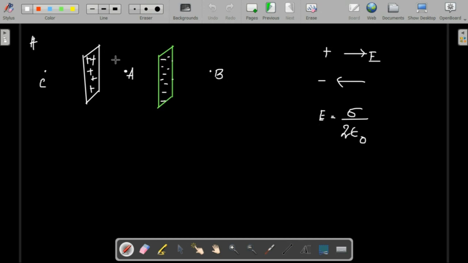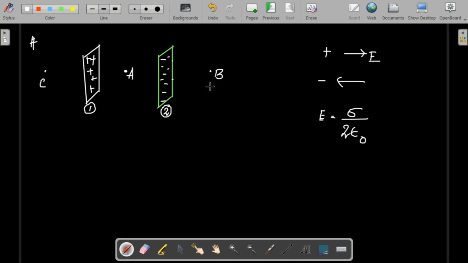So let's say I have got these two plates, and if I want to find out the electric field at this point B, it will be because of this negative plate as well as because of the positive plate. We cannot ignore the positive plate just because the negative plate is closer, because that also affects the electric field. So let's say this is my plate 1 and this is my plate 2.